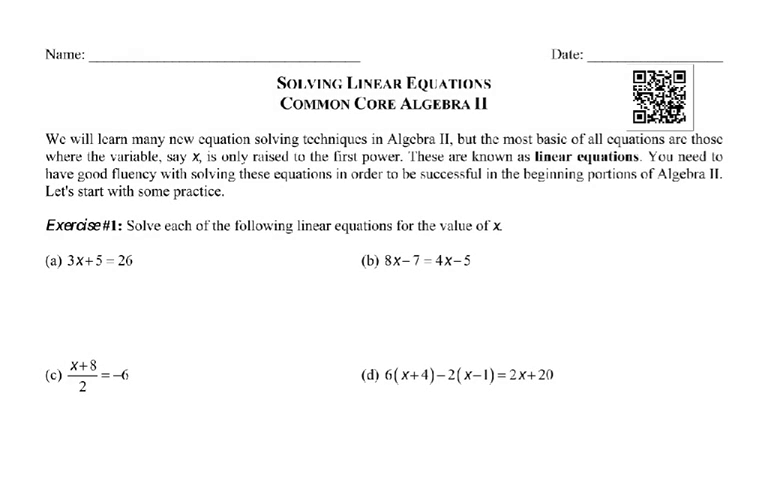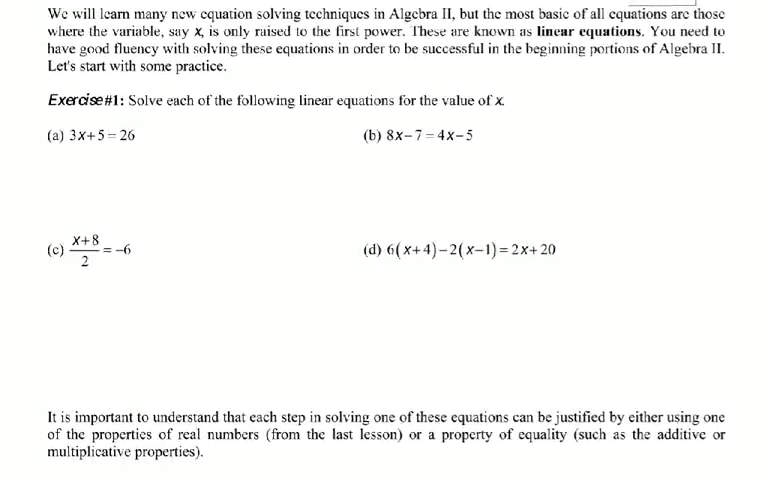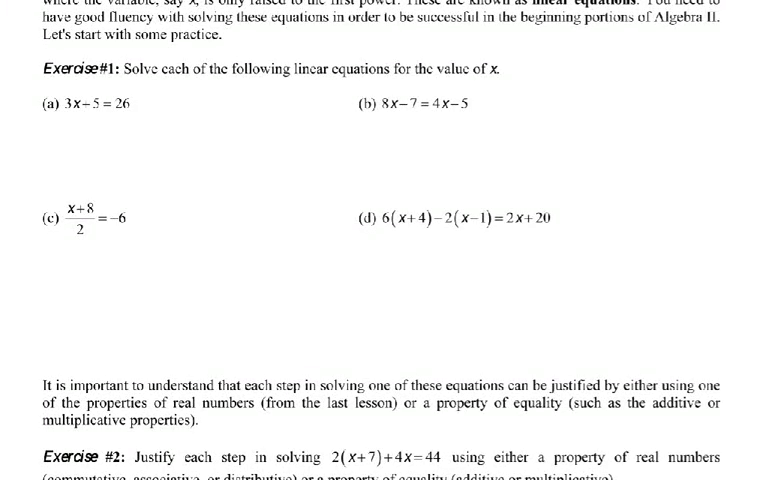This lesson will review solving linear equations. Let's start with the first example with exercise 1. In order to solve for x, we need to remove any of the constants that are on the same side as the variable. So we will subtract 5 from both sides. That will end up leaving us with 3x is equal to 21. Once we divide both sides by 3 to get x by itself, we will be left with x equals 7.